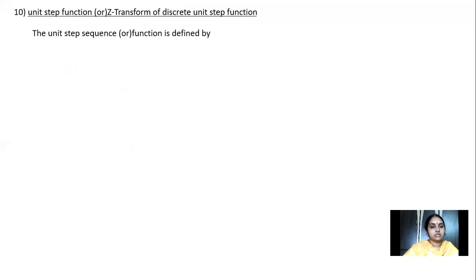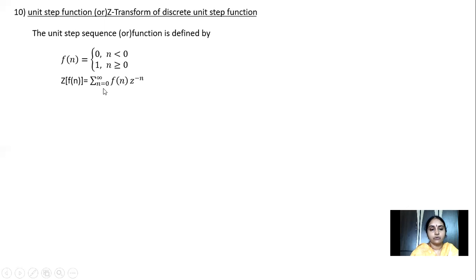Unit step function, or z transform of discrete unit step function. The unit sequence or function is defined as f of n equal to 0, that function value is 0 when n less than 0. When f of n equal to 1, this is called step function, for n greater than or equal to 0, positive integers, then you take it 1. You write the sigma formula: sigma z power minus n equal to z by z minus 1.